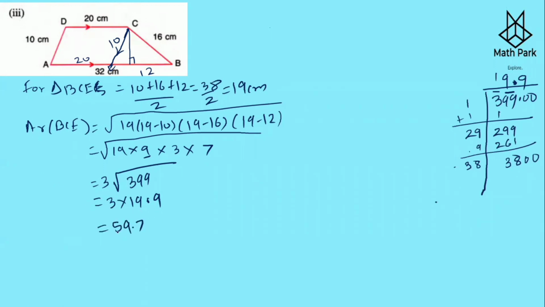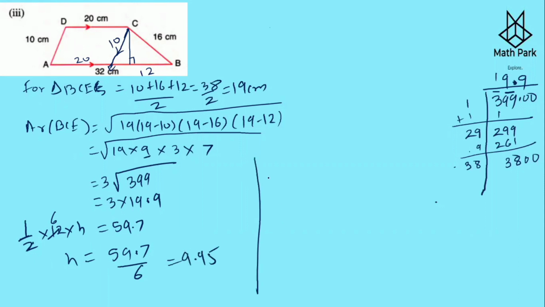So this you got area of this triangle. So area of this triangle is again half base into height. So base is 12 into h. So you get h is equal to 59.7 divided by 6. So 59.7 you divide by 6. You get this as 9.95 is your height.